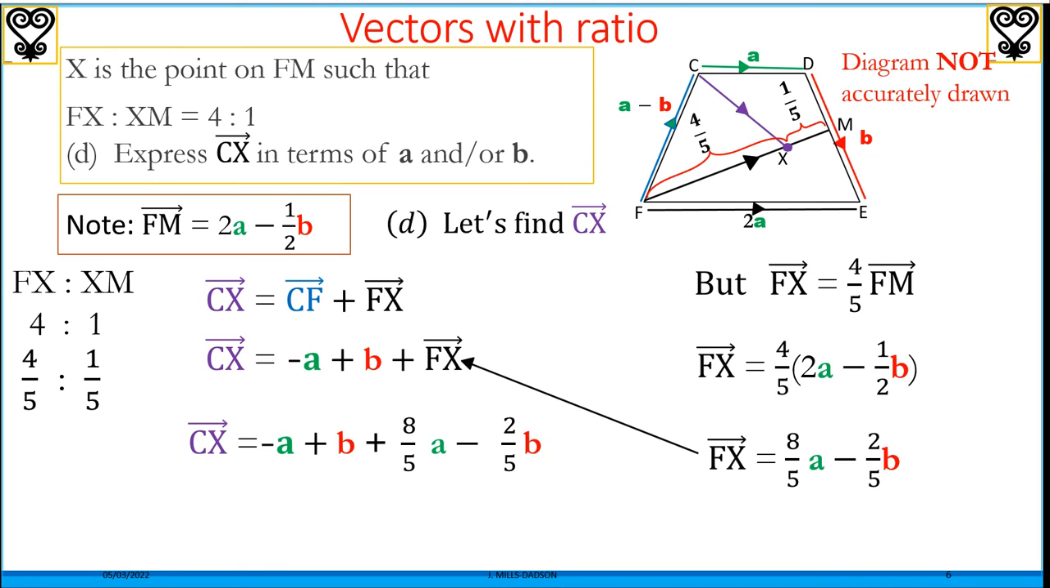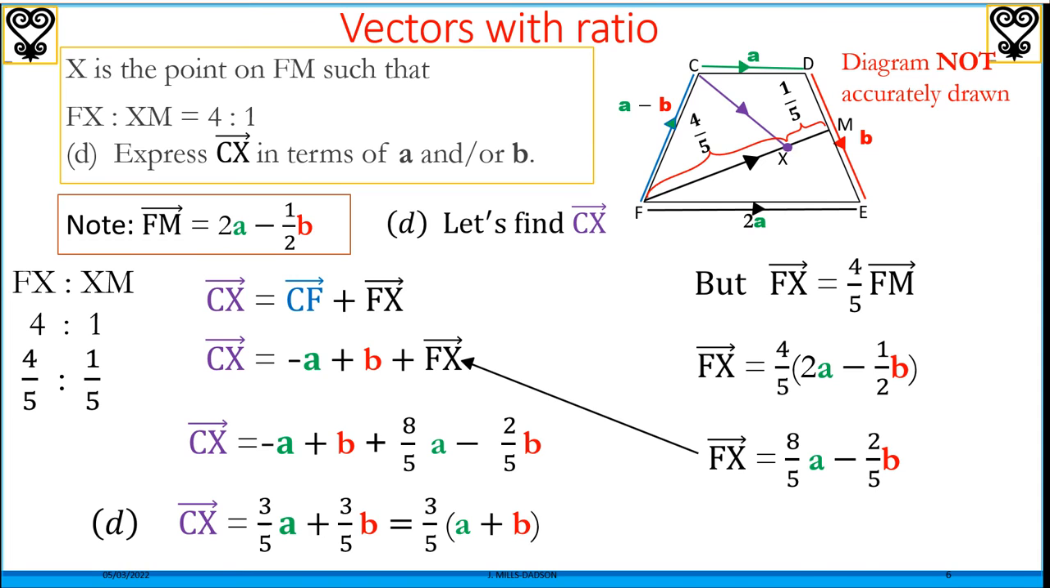Then I have to just simplify. So you have negative A plus 8/5A, which is negative 1 plus 8/5. You need to be good at your fractions to be able to work this out. So when you work it out, you have 3/5 A plus 3/5 of B. And you can factor out 3/5, and you have 3/5 of A plus B. So that's the answer for D. Cx is actually 3/5 of A plus B. So that is our answer.